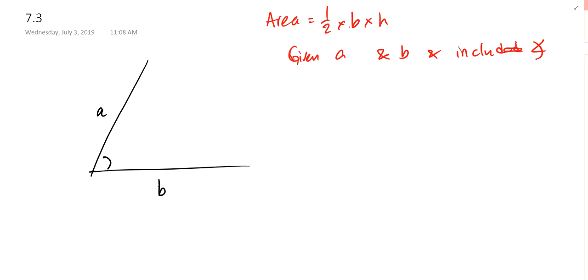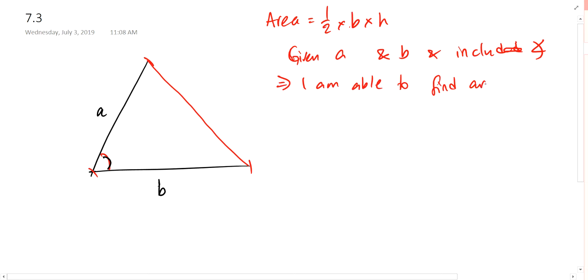Do you agree there is only one triangle that can be drawn? Because once I know the length of A, I know the angle between A and B, I know the length of B, there is only one triangle I can draw by joining these 2 points up, right? So I get a triangle. Therefore, if I give you the length of A, the length of B, and the included angle, I can find the area of this triangle, because there is only a unique triangle you can draw. So, I am able to find area as well as perimeter.